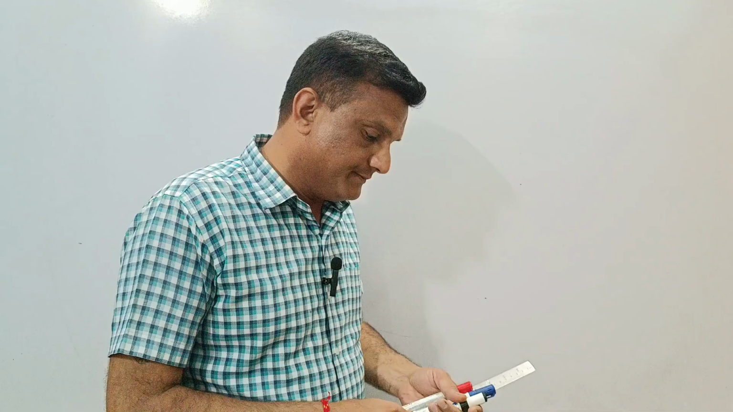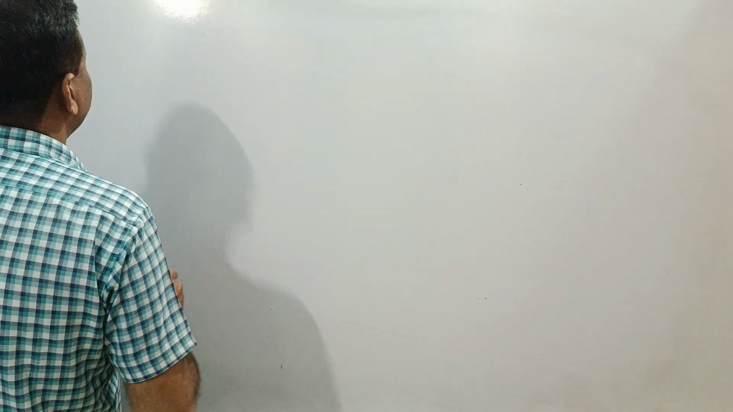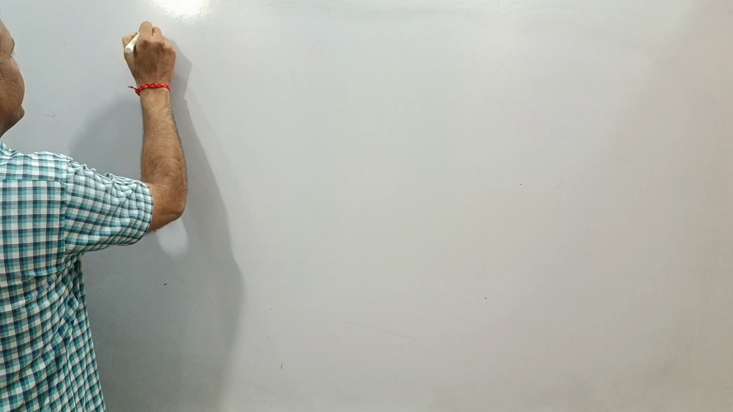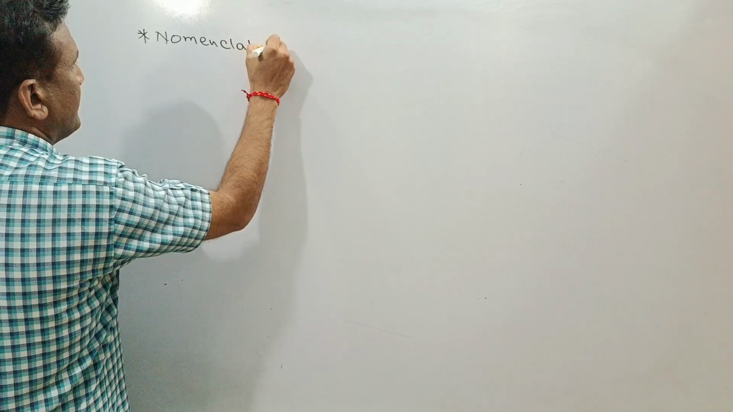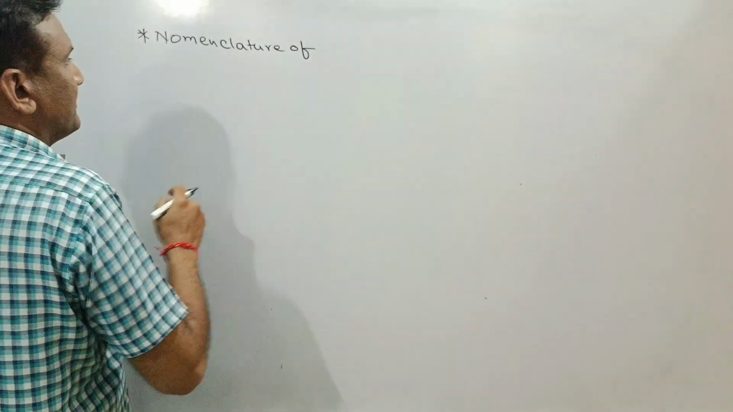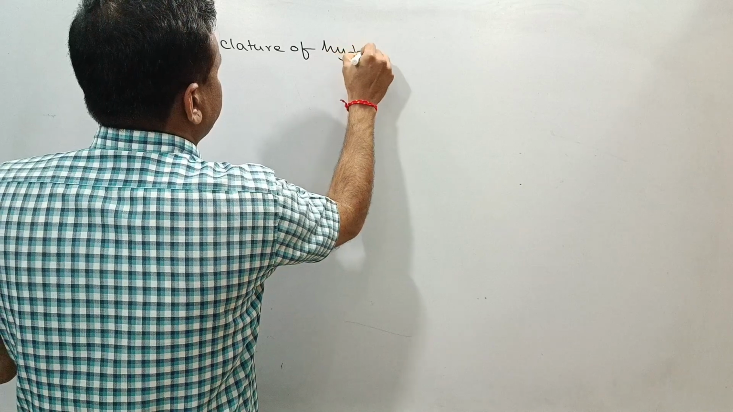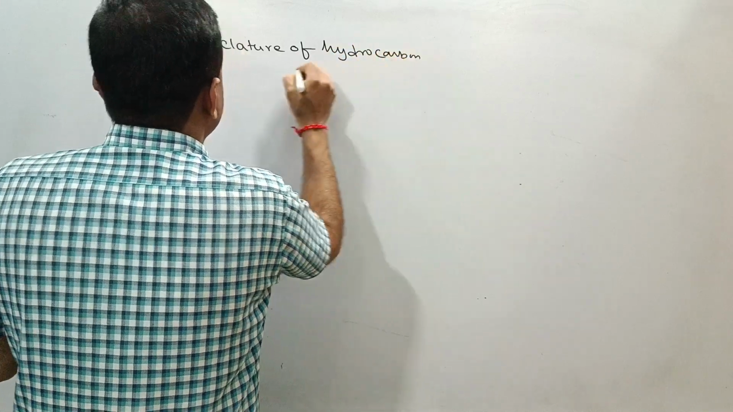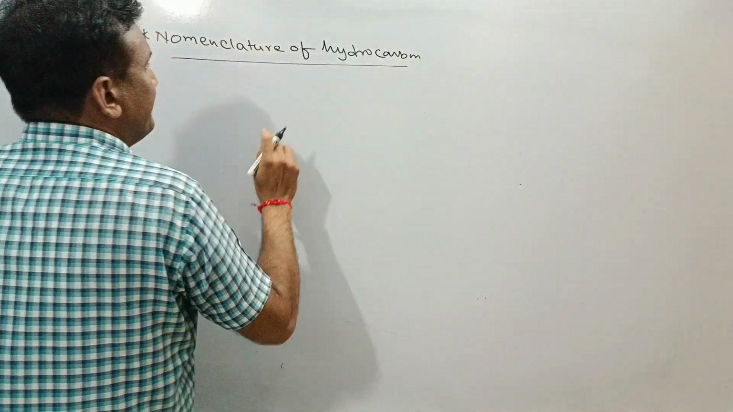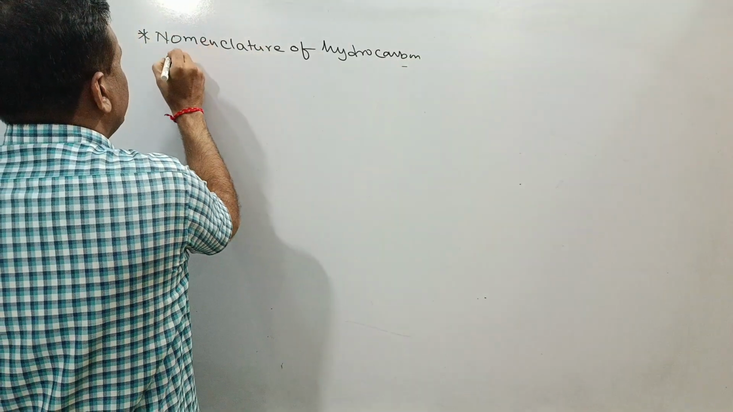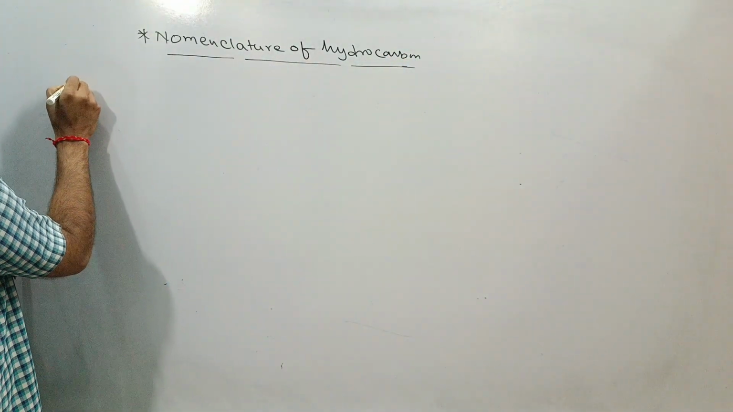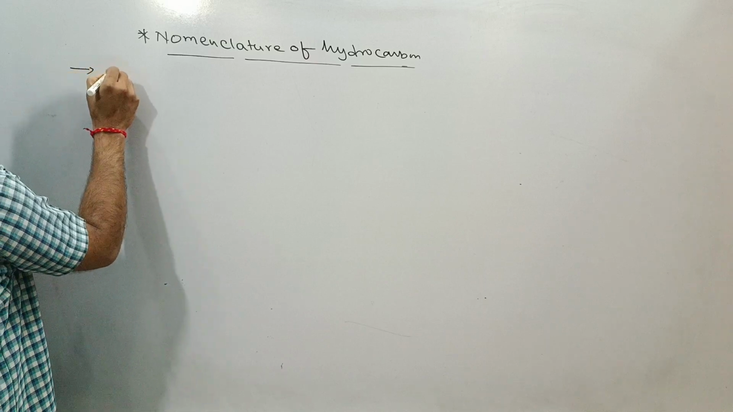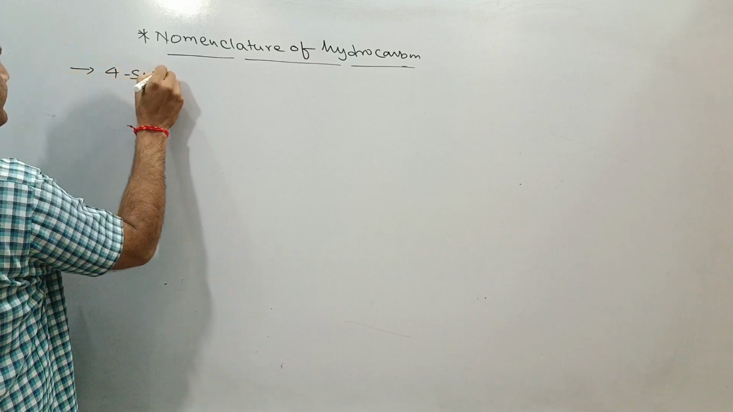Today we'll go with the nomenclature of the hydrocarbon that is most important. Nomenclature of hydrocarbon. If we go with the nomenclature of hydrocarbon, then there will be four systems for the nomenclature of hydrocarbon.